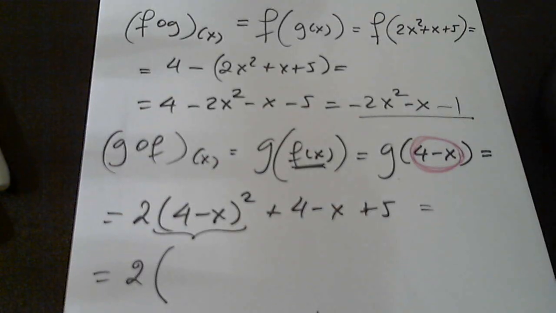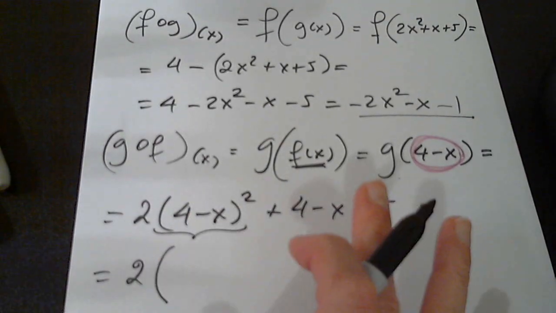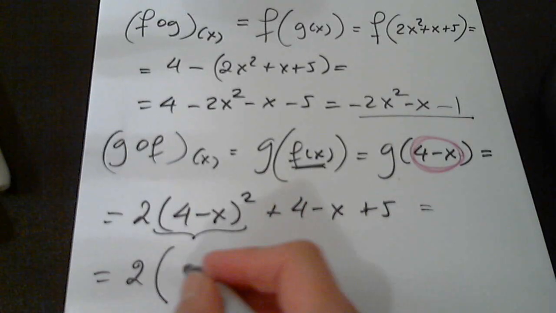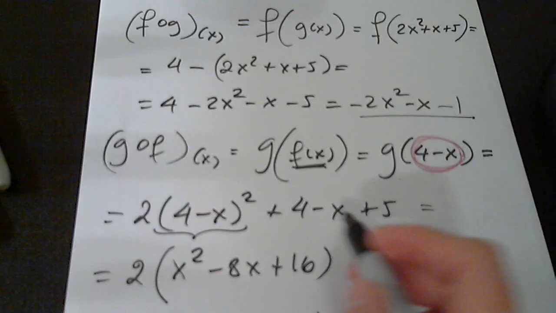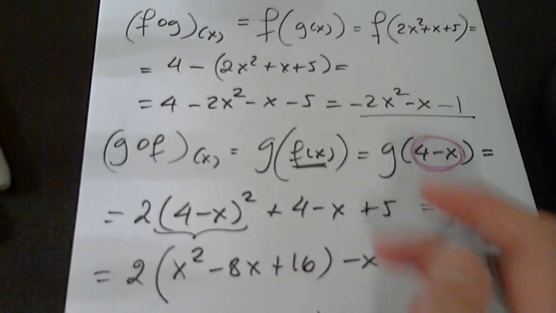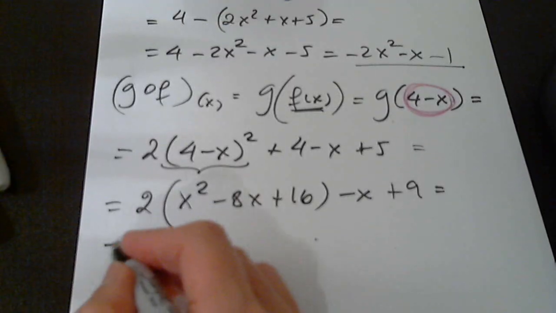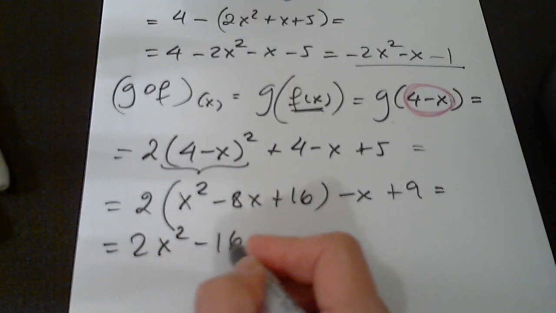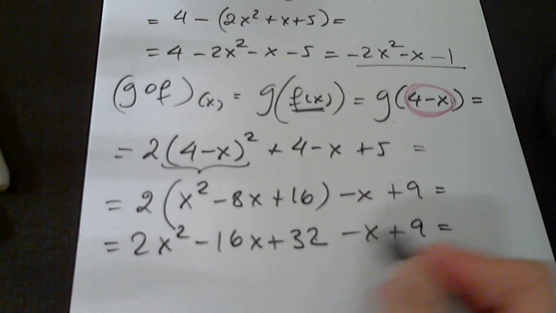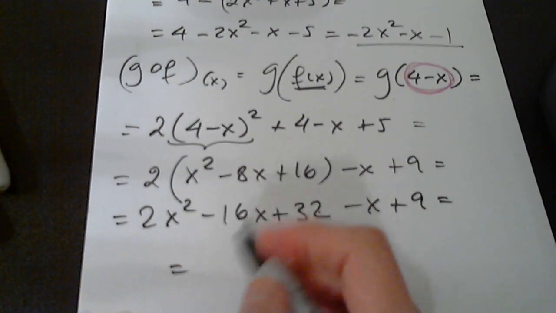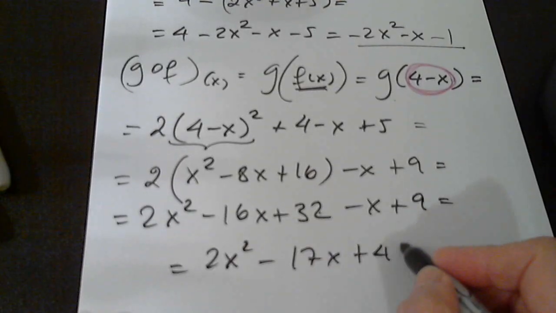Is it x squared minus 8x plus 16? Yes. Regardless of how you want to write it, you're correct. So you can write x squared minus 8x plus 16. Very good. And this is minus x and plus 9. Now I can distribute: 2x squared minus 16x plus 32 minus x plus 9. And I rearrange it in descending order. 2x squared minus 17x plus 41.